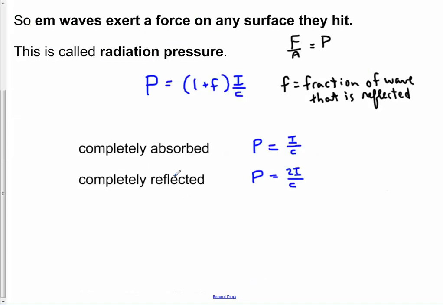If it's reflected, like a mirror, completely reflected, then 100% of the wave is being reflected. You put a 1 here, so that's a 2. So it's 2I over c. So the pressure is actually twice as much. And that makes sense, because not only is it hitting it, but it's also pushing off, right? It's sort of like twice as much of a push when you don't just hit something, but you hit it and then bounce off. Okay. And now anything in between can also be covered by this formula. So if half the wave is reflected, it'd be a 1.5 here, right? So that's the idea.